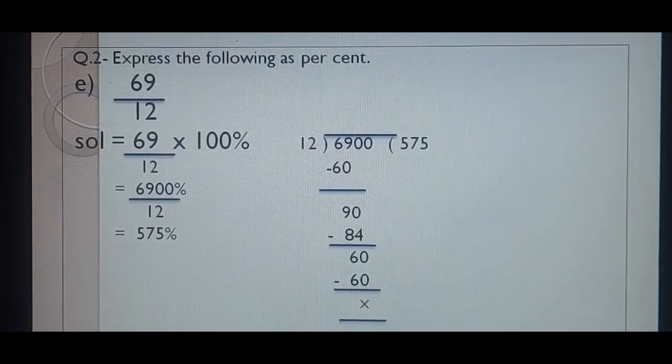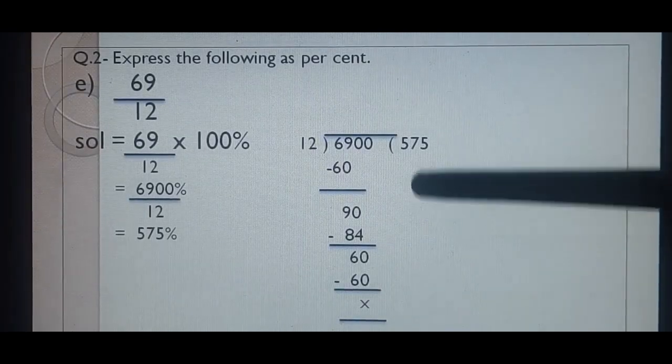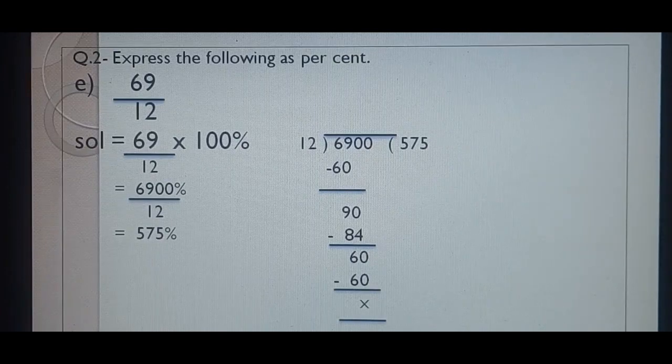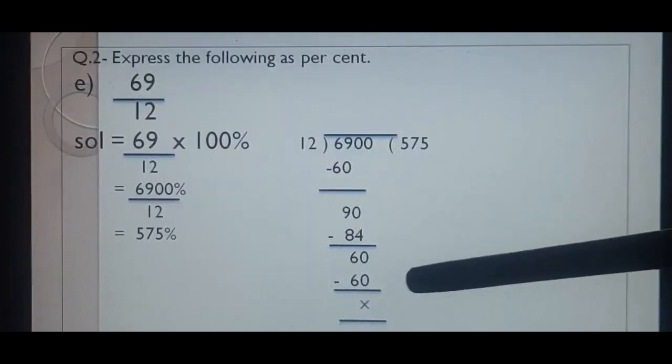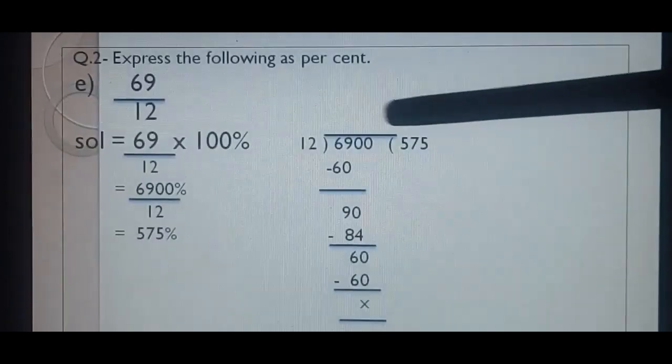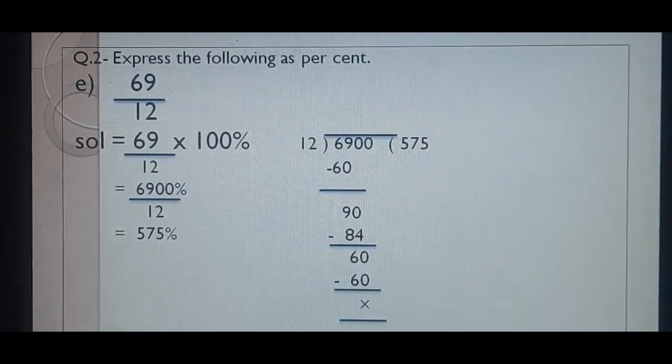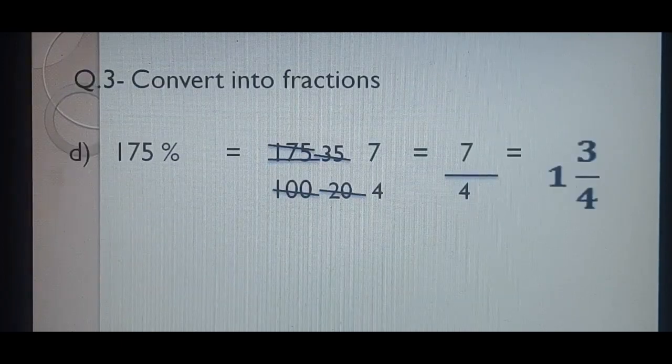575%. If there is no need of taking a decimal or 0, then we will not take it. We will take decimal and zeros only when a remainder is left. Here no remainder is left, so it is simple division. 575% is our answer. Next is question number 3.